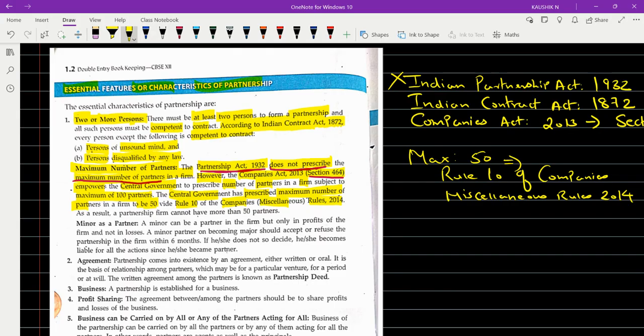Am I making sense to you? Can you understand? So this is very important to know, sir.